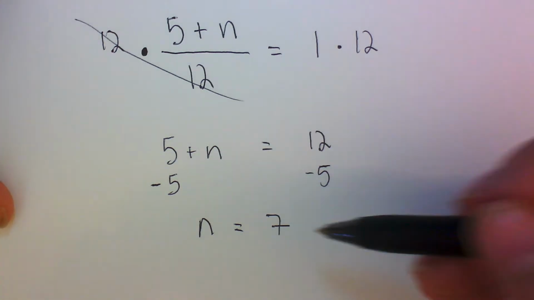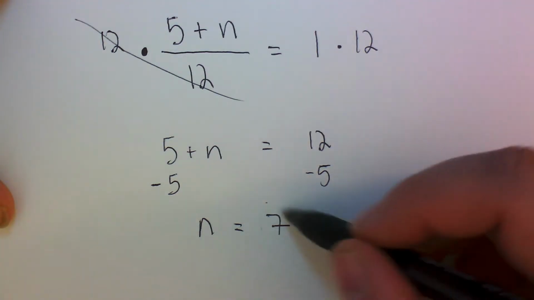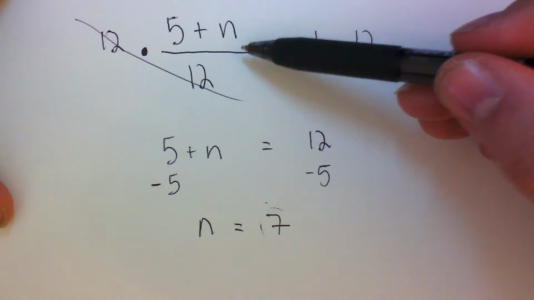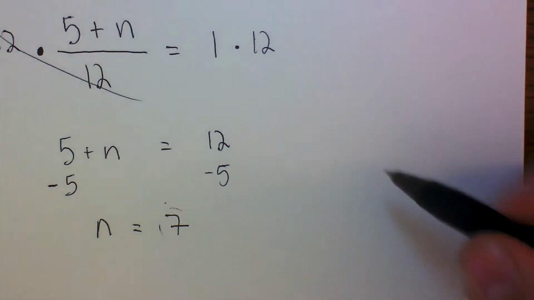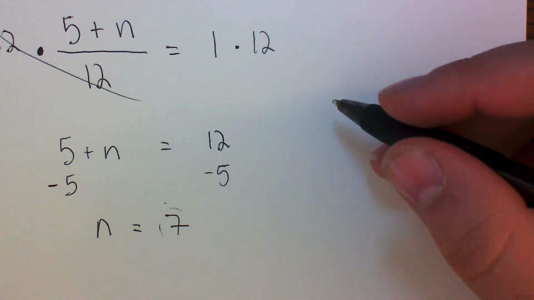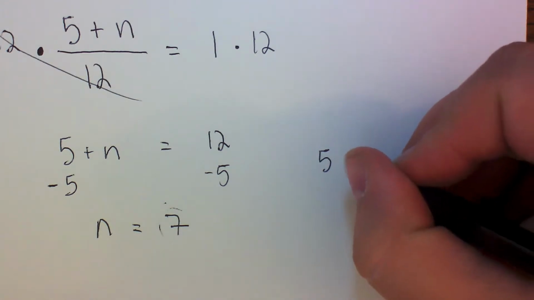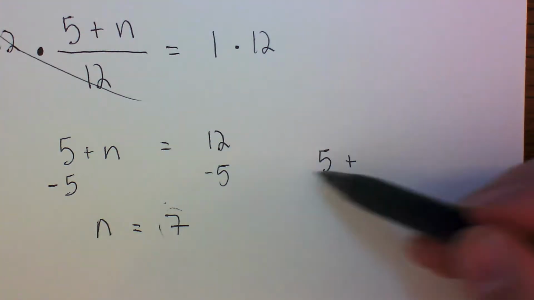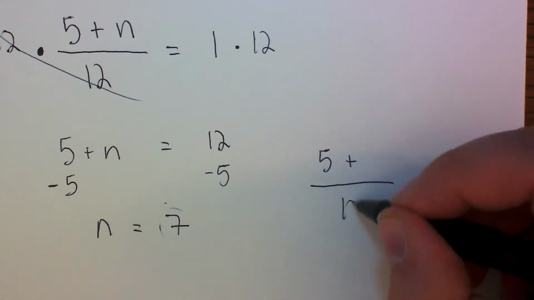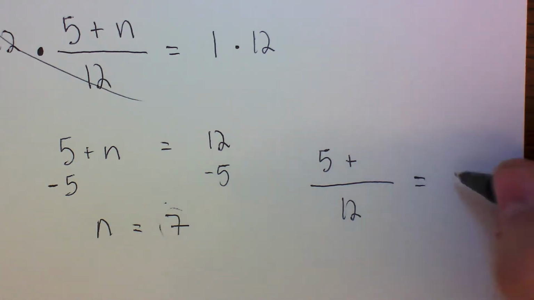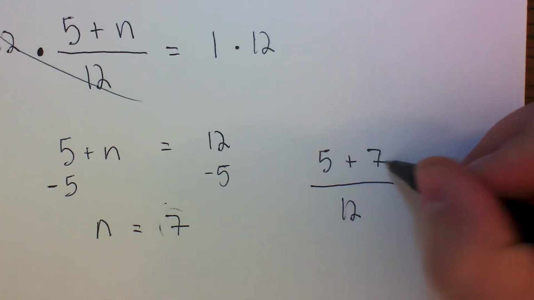Now that is my answer, but how do I know if it's true? Well, one thing you can do is take this 7 and plug it back into the original equation. So I'm going to do that off to the side over here to prove to you that n does really equal 7. The original equation said that 5 plus n divided by 12 is equal to 1. So I'm going to put in my 12 down here. It's going to be equal to 1. And I'm going to replace the n with 7. So 7 is going to go here.